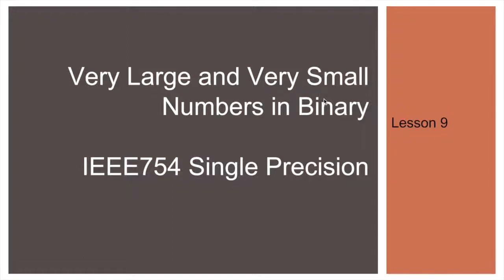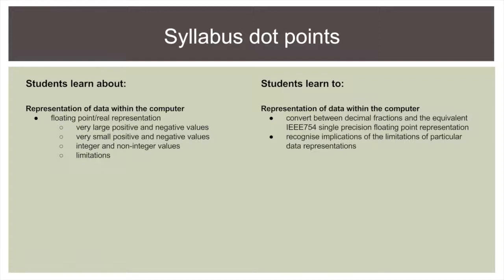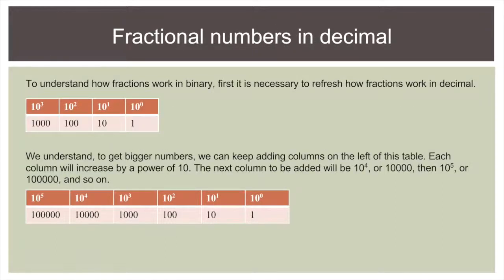Hi, and welcome to 12 SDD, Option 2, Lesson 9, Very Large and Very Small Numbers in Binary, or IEEE754 Single Precision. Here are the syllabus dot points, pause if you'd like to read them. So this will look at a few things.